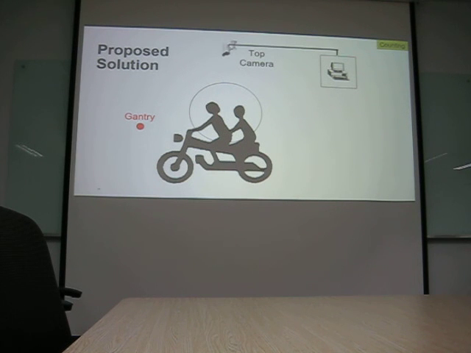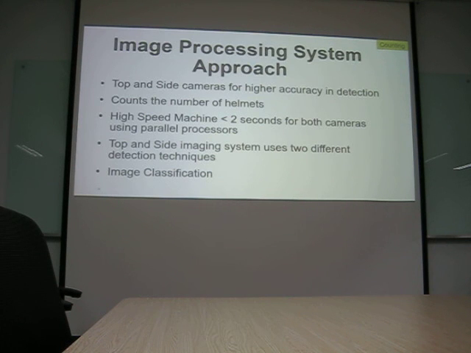So the solution I had was this, again. The camera up and camera down, two sides. Okay. So the image processing method, two cameras, the technique I told them: we count the number of helmets. When I proposed it to the customer, I even told them how I do it, so I got them to agree. Less than 2 seconds, and then image classification.